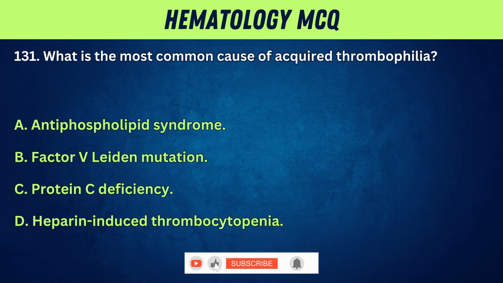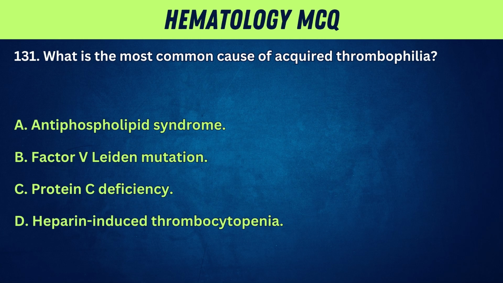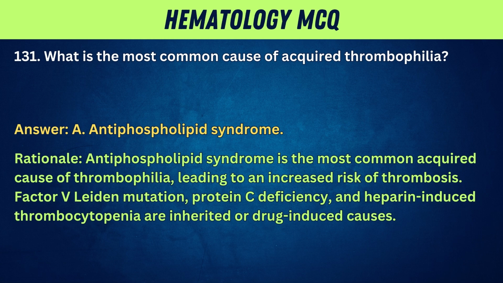131. What is the most common cause of acquired thrombophilia? A. Antiphospholipid syndrome. B. Factor V Leiden mutation. C. Protein C deficiency. D. Heparin-induced thrombocytopenia. Answer: A. Antiphospholipid syndrome. Rationale: antiphospholipid syndrome is the most common acquired cause of thrombophilia, leading to an increased risk of thrombosis. Factor V Leiden mutation, protein C deficiency, and heparin-induced thrombocytopenia are inherited or drug-induced causes.